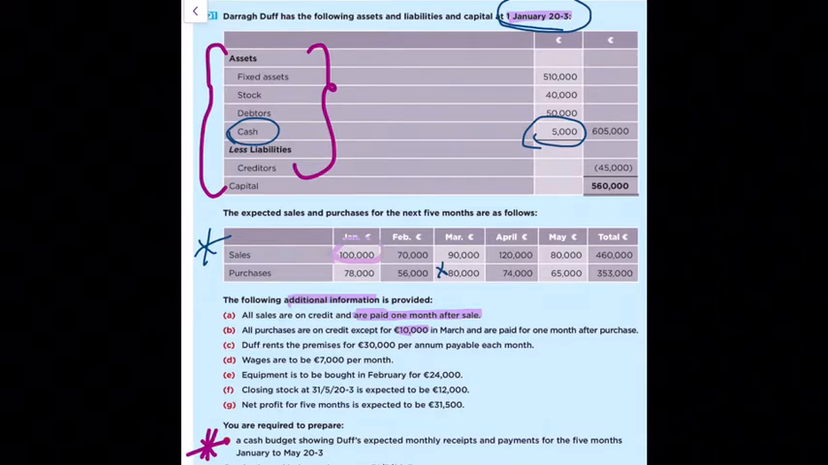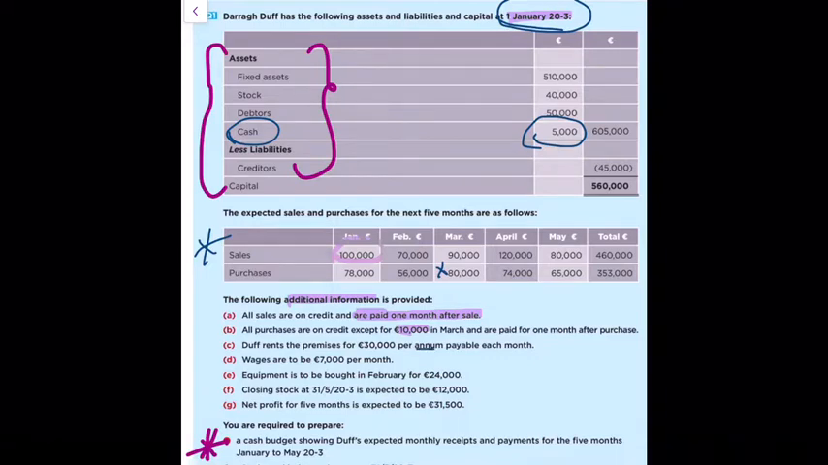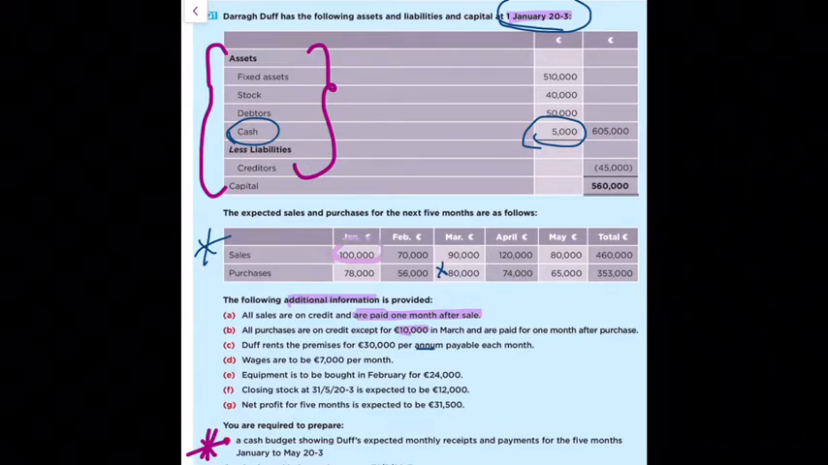Wages are to be, I skipped one. Duff rents the premises for €30,000 per annum payable each month. So €30,000 is for the whole year. How many months are in the year? 12. So you're going to divide that out. Wages are to be €7,000 per month, straightforward enough. You're just putting €7,000 into each month.